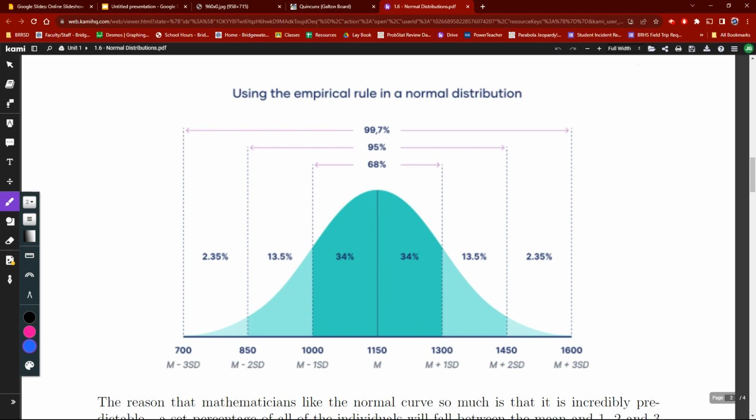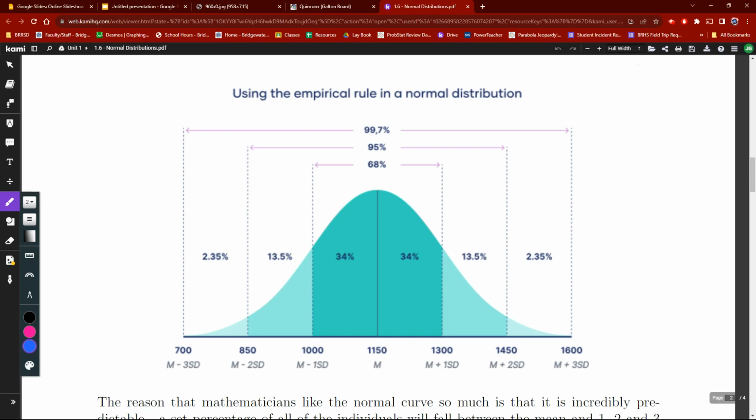And the 68, 95, 99.7 part of the rule comes from the fact that within one standard deviation is 68% of all values. Within 2 standard deviations is 95% of all the values. And within 3 standard deviations is 99.7% of the values. So that means that out here at the end, past 3 standard deviations above and below, only 0.3% of all values should be out there.